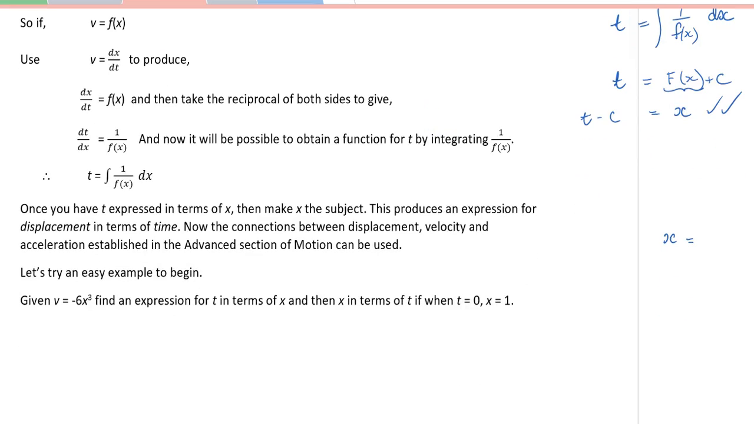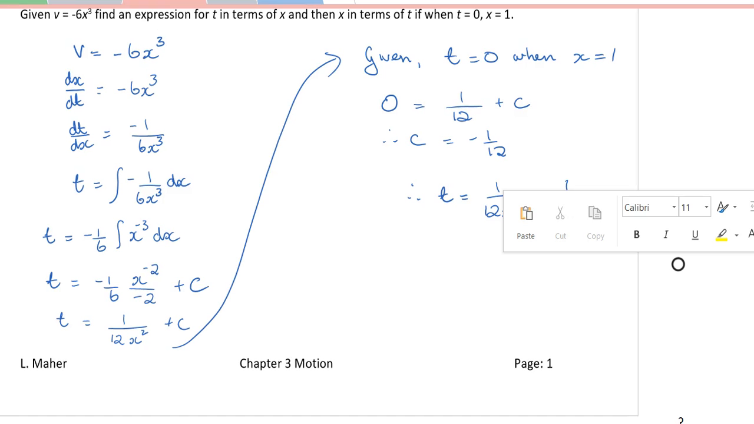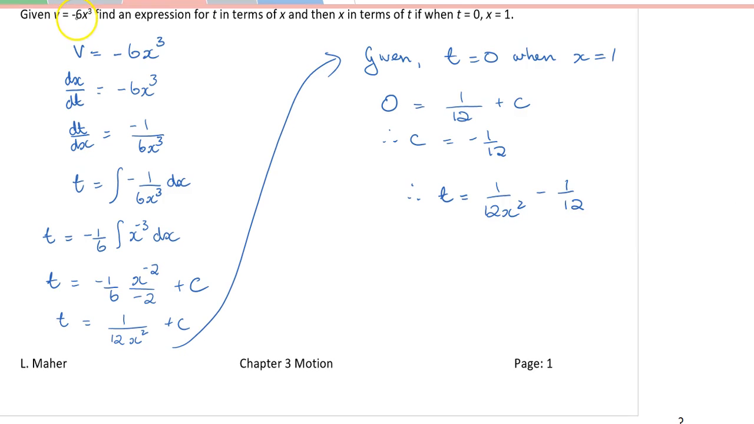Okay, like it says, let's do this example. You're given v is equal to negative 6x cubed. There's our hopefully really obvious piece of information that says this is not straightforward. That's not a t. Given that, find an expression for t in terms of x and then x in terms of t.